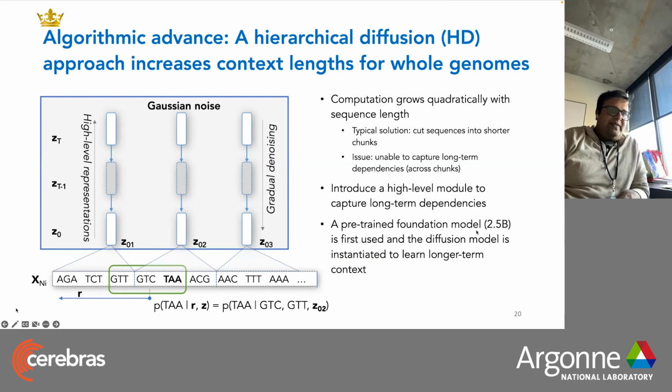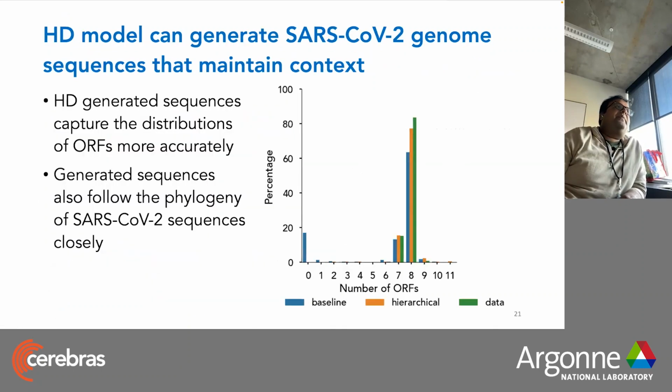So we use the pre-trained foundation model, which is a 2.5 billion parameter one, and then use the diffusion model in terms of learning these longer term contexts. And here is an illustration of how that works. We batch these sequences initially in single codon space or single nucleotide space, and then it tries to predict what happens when you group them into 5, 10, and 20 codons at the same time.